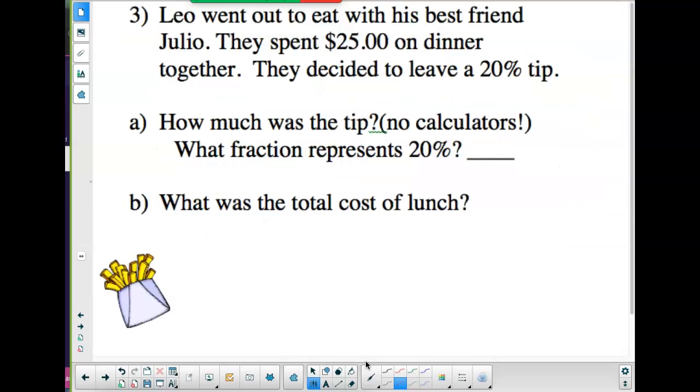Yeah. All right. Leo went out to eat with his best friend, Julio. They spent $25 on dinner. They decided to leave a 20% tip. How much was the tip? Okay, what fraction was 20%? 1/5. Okay, so 1/5 is 20%. So I need to find 1/5 of 25. How do we find 1/5 of 25? Lily? Yeah, what's 25 divided by 5?